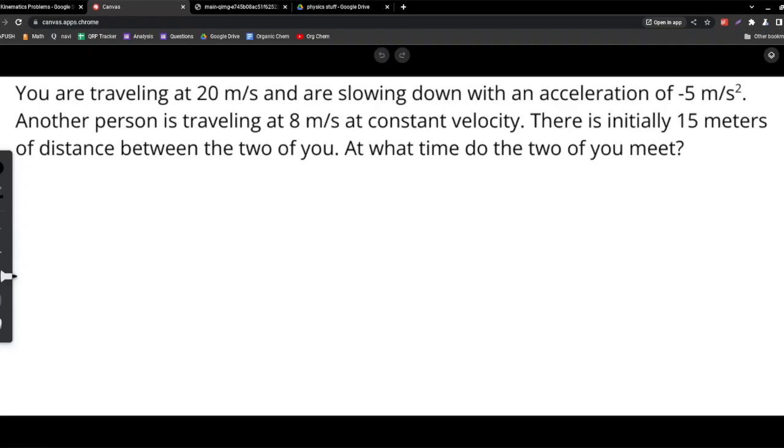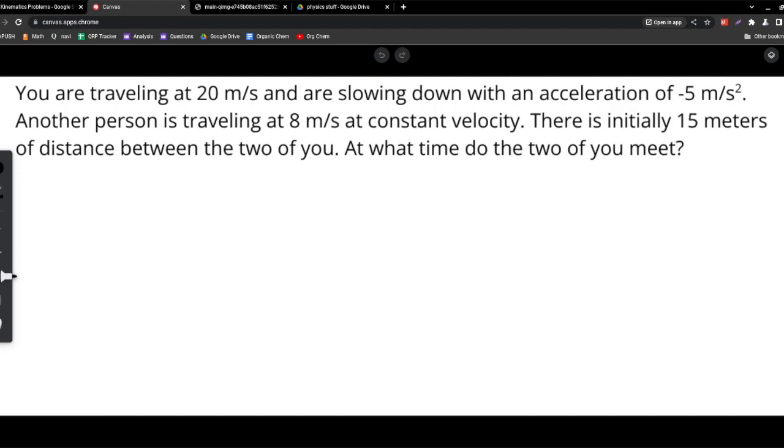Here's our second kinematics problem, which is a little bit more complicated than the first. It says, you are traveling at 20 meters per second and are slowing down with an acceleration of -5 meters per second squared. Another person is traveling at 8 meters per second at constant velocity. There is initially 15 meters of distance between the two of you. At what time do the two of you meet?